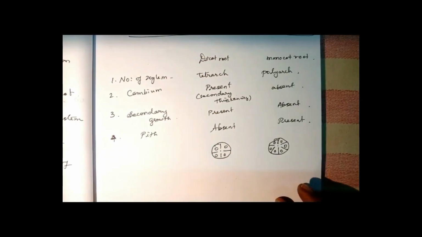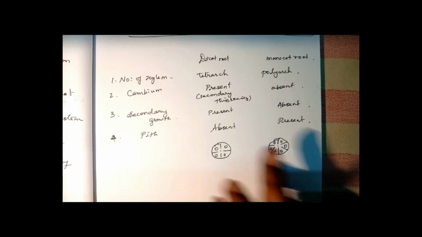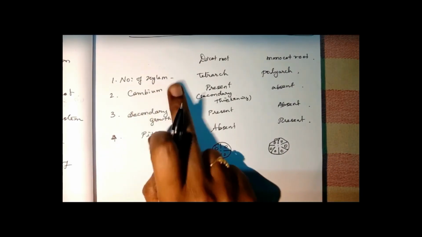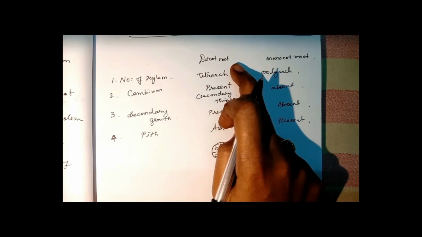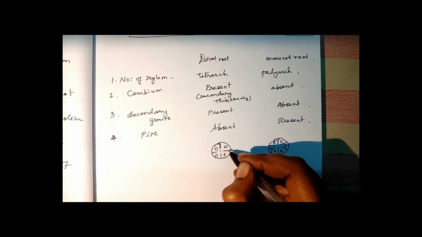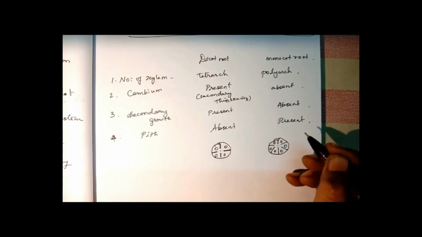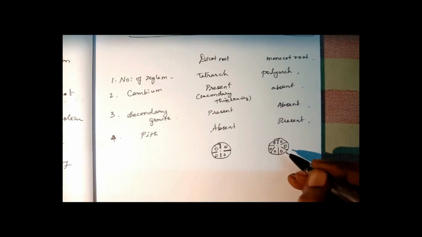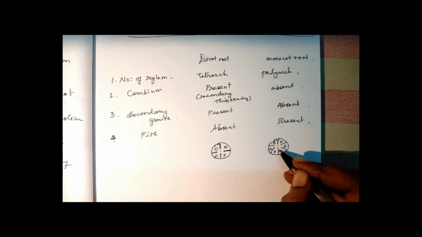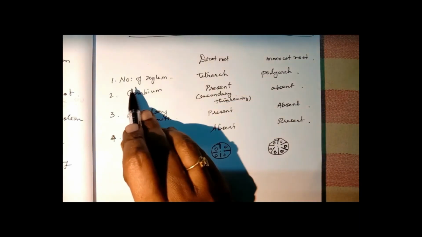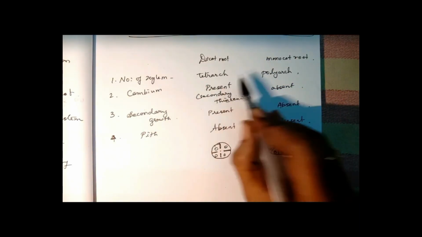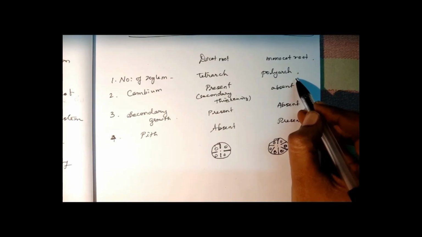Differences between the internal structure of monocot root and dicot root. First one, number of xylem. So number of xylem in dicot would be only 4 sets. So 4 xylem and 4 phloem. Whereas in the monocot root it is polyarch condition. So many xylem vessels as well as many sets of phloem. So the number of xylem in dicot is tetrarch, in monocot it is polyarch.